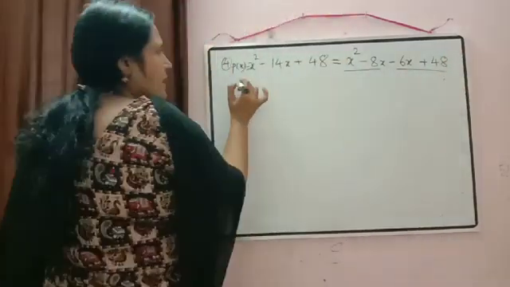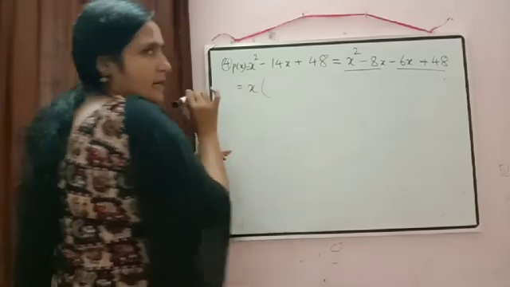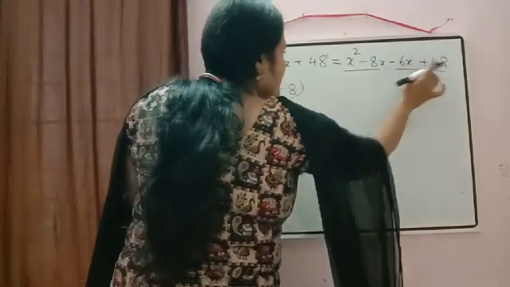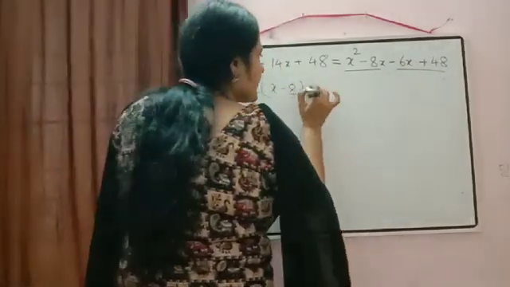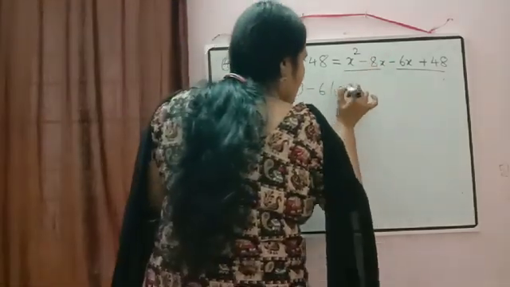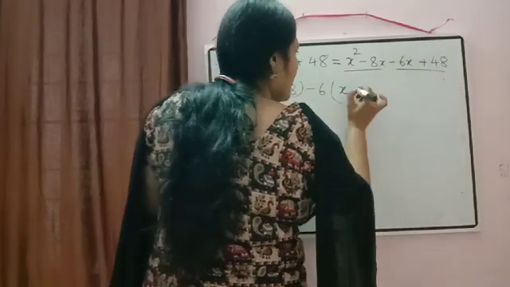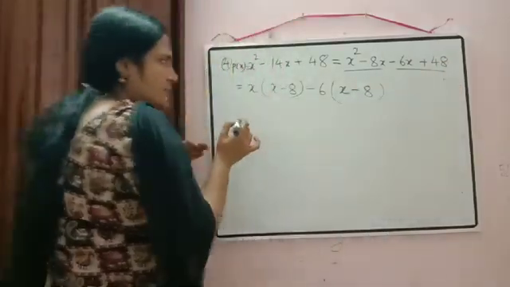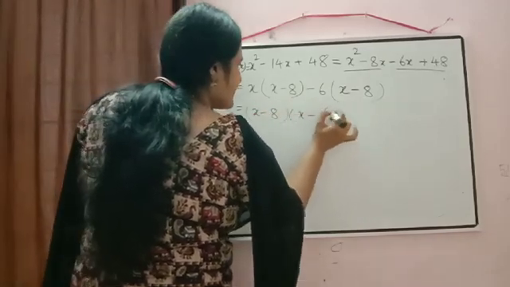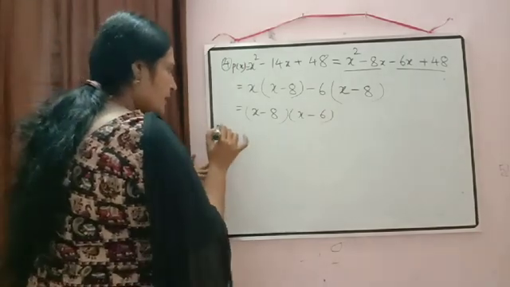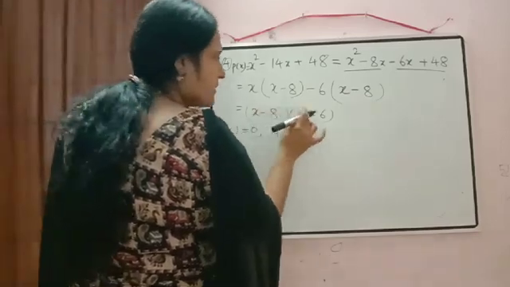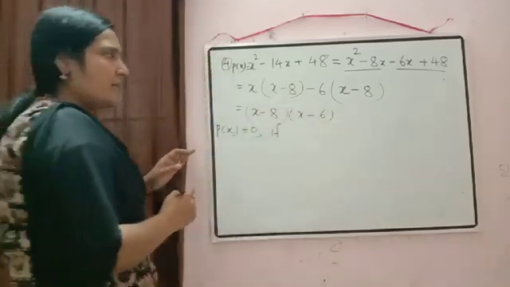Now take the common factor outside. x is common, taken outside. Inside the bracket what will remain? x minus 8. From these two, the common factor is minus 6. When we take a negative number outside, change the sign. Then it will become x, and 6 8s are 48, so change the sign also: x minus 8. So we get x minus 8 into x minus 6. That is the factorization. Now again write down, p of x is equal to 0 if x minus 8 is equal to 0 or x minus 6 is equal to 0.